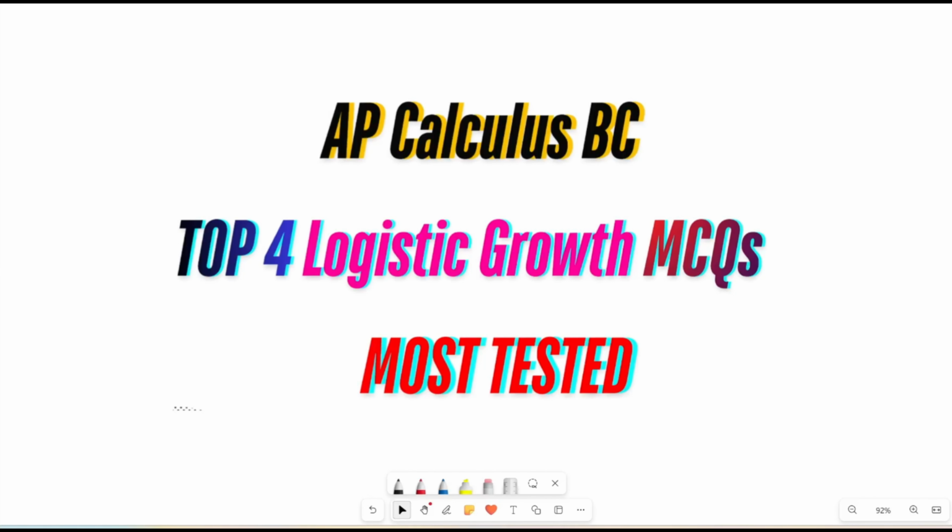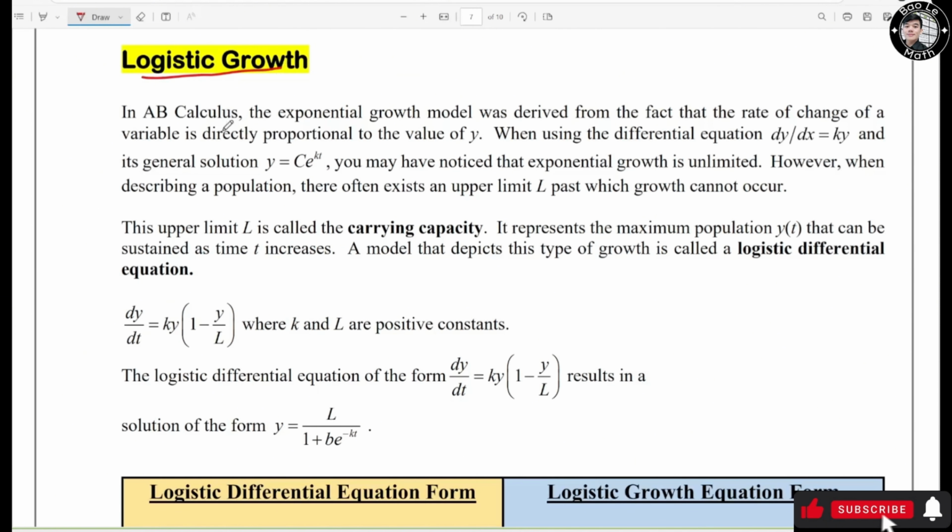Hello everyone, in this video we're going to explore the top 4 logistic growth MCQs that are most tested on the AP Calculus BC exam. In AP Calculus, the exponential growth model was derived from the fact that the rate of change of a variable is directly proportional to the value of y.